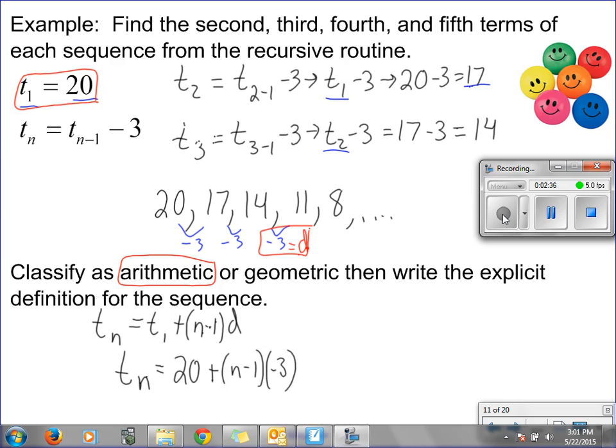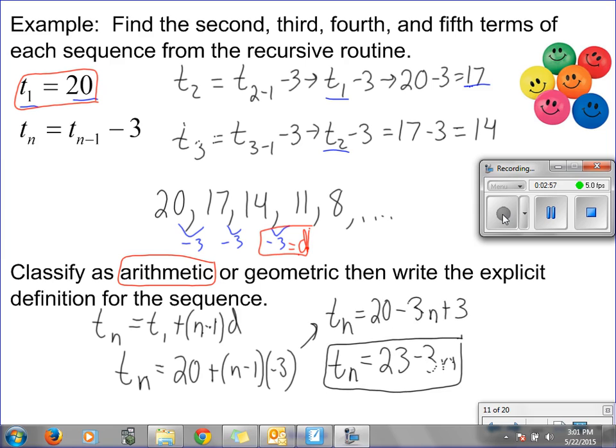Typically it's a little bulky the way it is, so we'll clean that up. Distribute the negative 3 through the parentheses to get negative 3n plus 3, and combine our like terms of 20 and 3 to get 23 minus 3n is equal to t sub n. And so that right there is going to be our explicit definition. If they're ever looking for that versus the recursive routine, that's what it is. It's using that formula. Alright, so this is our second example, looking at an arithmetic sequence.